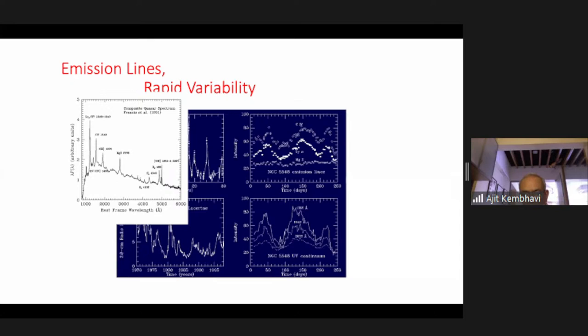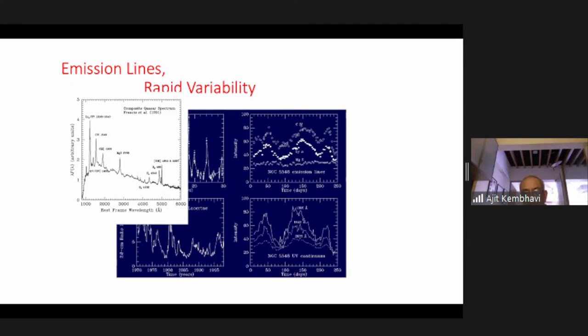And how rapid is the variation? You can get variation over a few years, in fact, variation over a few months. And if you go to the X-ray domain, you can get variation over seconds. So rather than having a large 100,000 light year diameter like our galaxy, these objects have got light seconds in diameter. So these are extraordinarily compact objects.